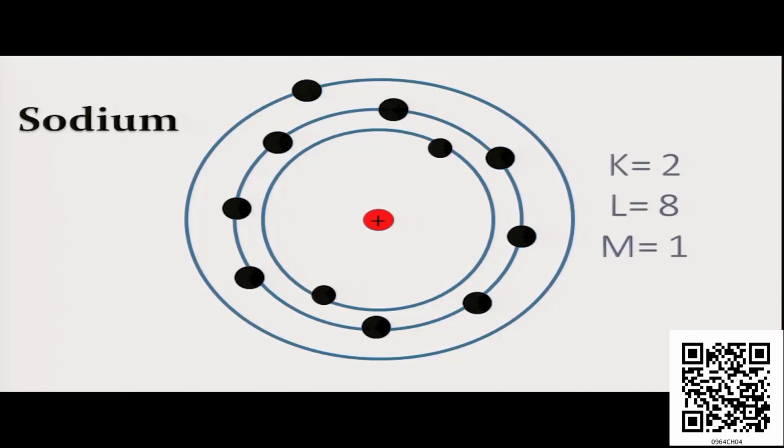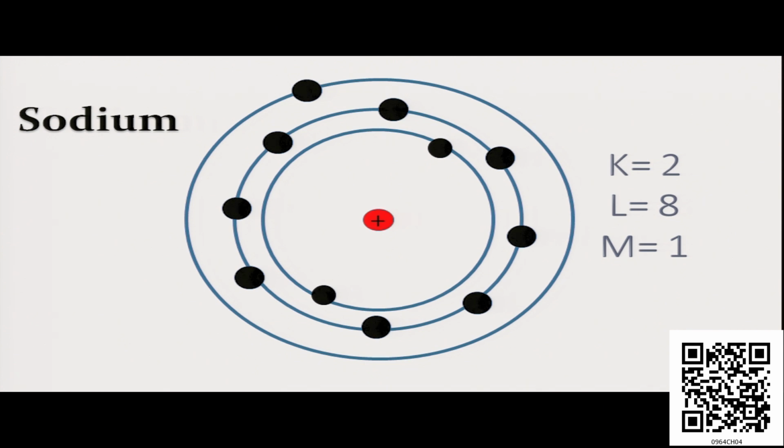Let's take the example of sodium, with 11 electrons. How are they distributed? In the K shell 2 electrons, the L shell contains 8 electrons, and the M shell contains only 1 electron. If you observe carefully, if we remove one electron from the outermost shell of sodium, that is from M, it can achieve the electronic configuration of 2, 8. That is the configuration of neon.